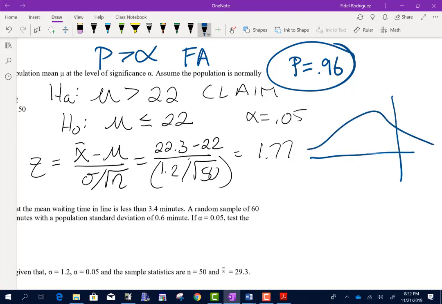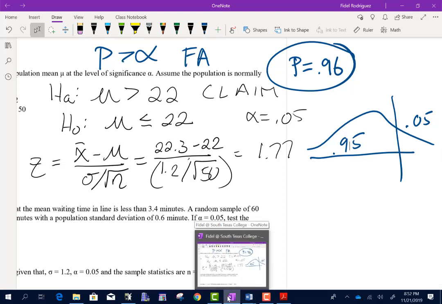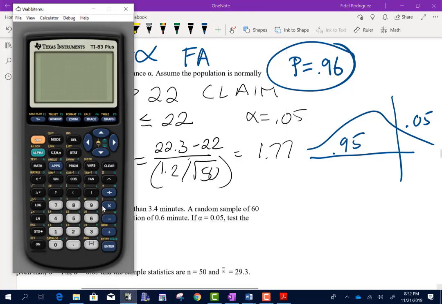Okay. So our alpha here is 0.05, right? So isn't the area over here 0.95, right? Let's see. Give me one second, guys. Where's my calculator? Here we go. When I did the second bars, normal CDF, right? I went like that. And then we say the negative, all the 9s, right? Comma. And then I stopped at 1.77?